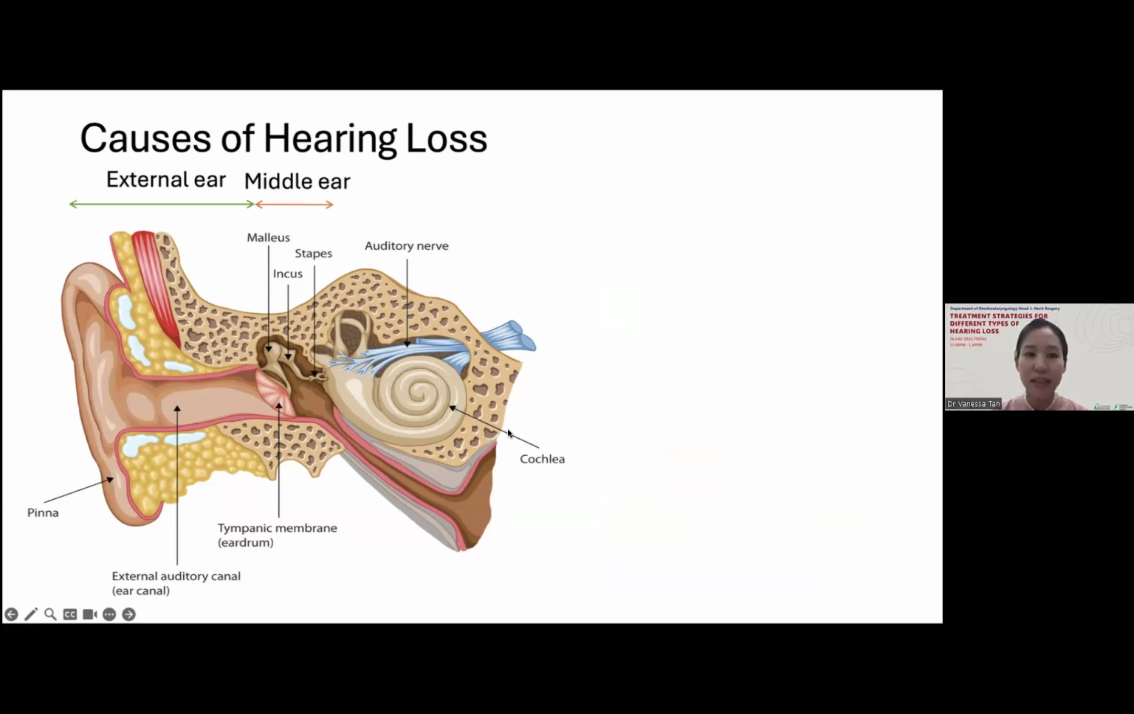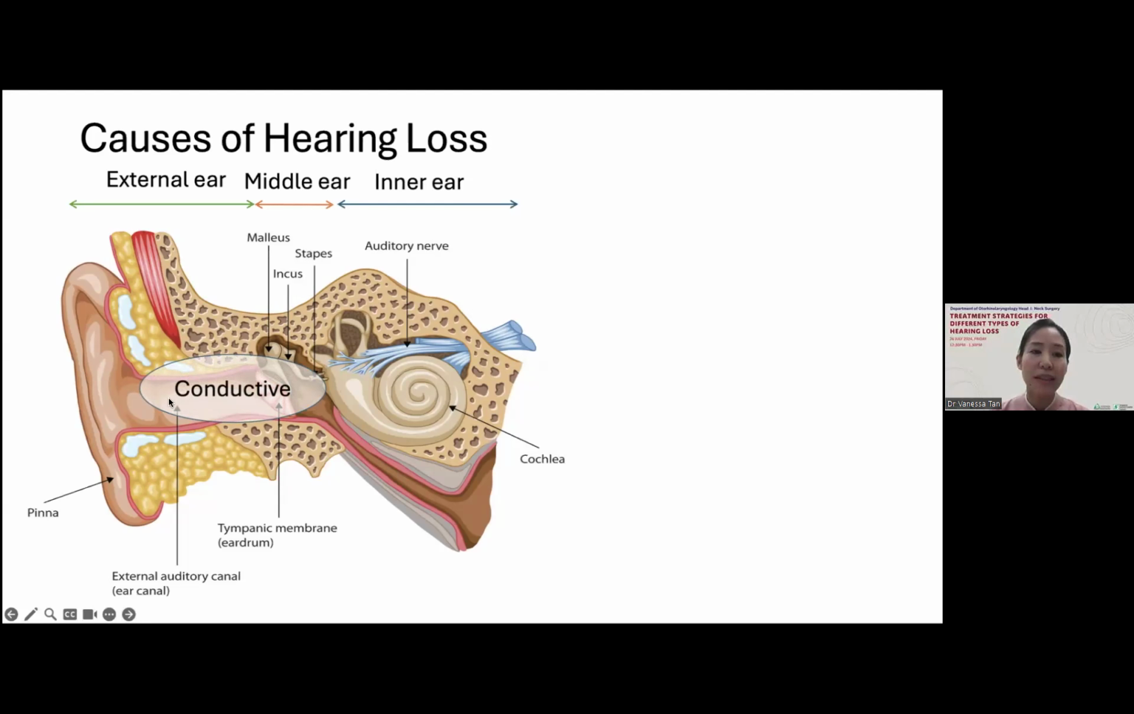The middle ear is the area where the hearing bones sit, and we have these three tiny hearing bones which allow sound to be transmitted from the outside to the inside. They are called the malleus, the incus, and the stapes. And the last component of the ear is called the inner ear, and this is where the hearing and balance organs sit.